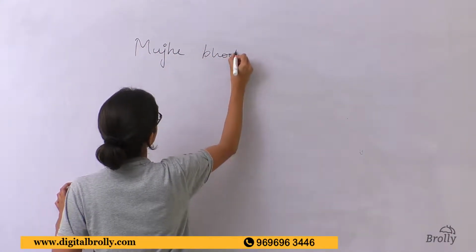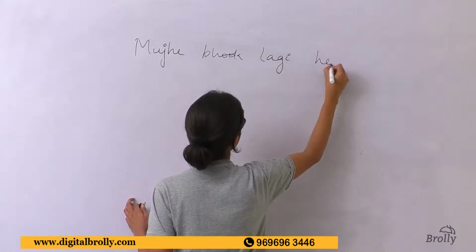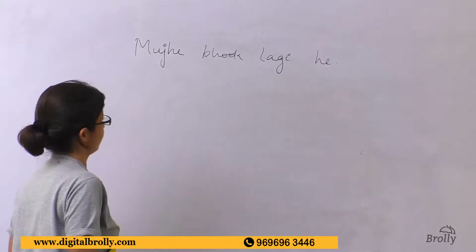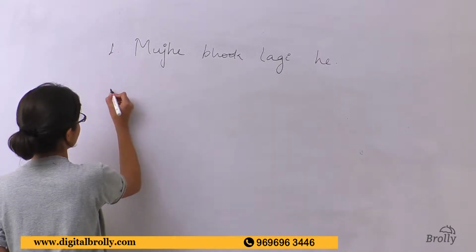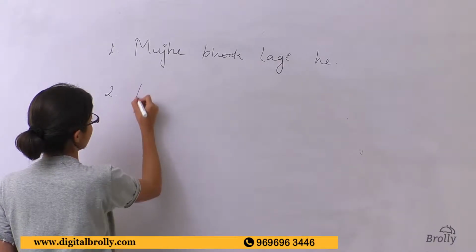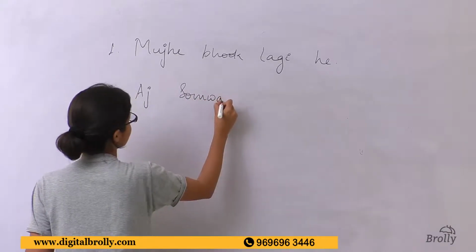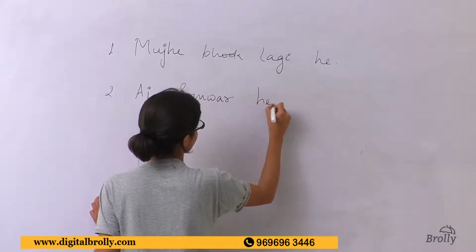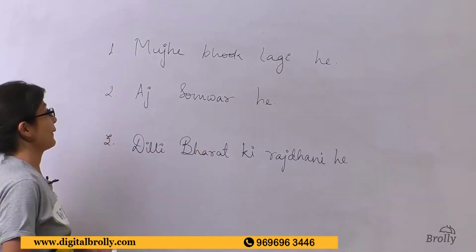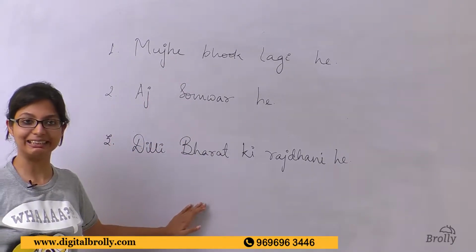मुझे भूख लगी है. Number 1. Number 2, आज सोमवार है. And number 3, दिल्ली भारत की राजधानी है. So you have 3 sentences in Hindi.